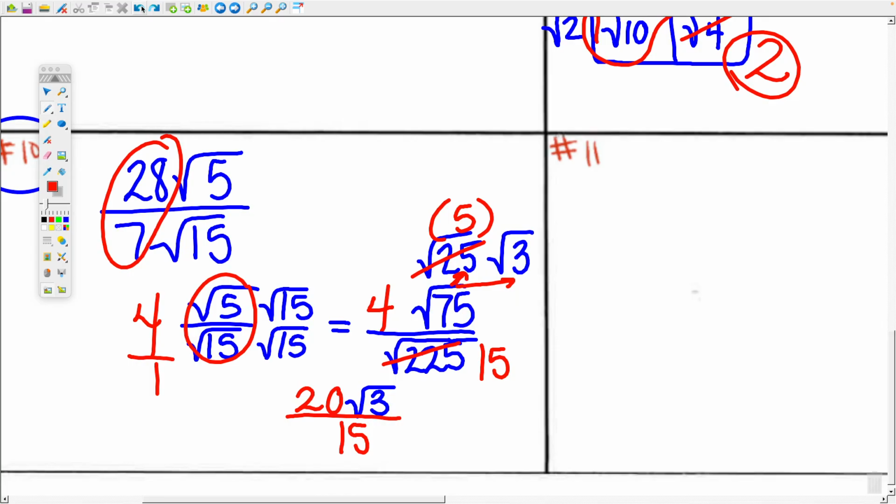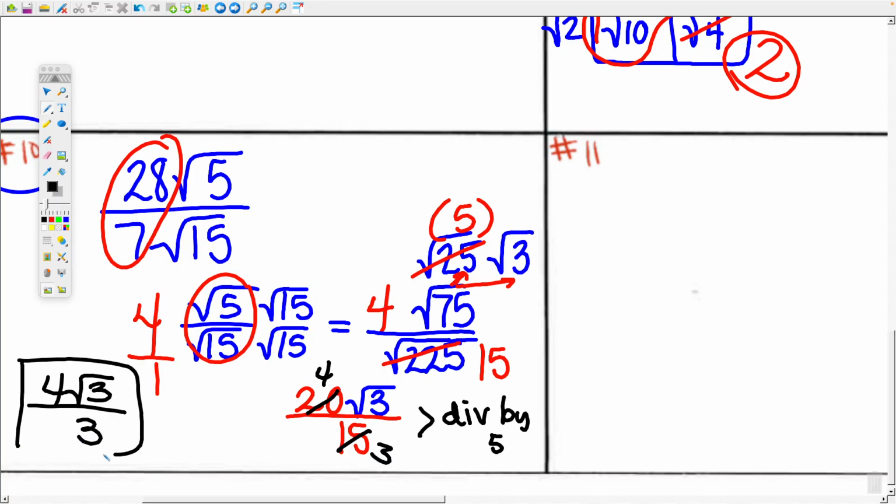So when I divide the top and the bottom by 5, this becomes a 4, this becomes a 3. So I have 4 times the square root of 3 over 3.